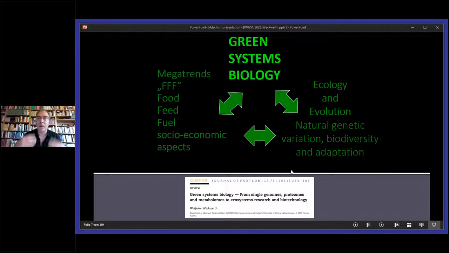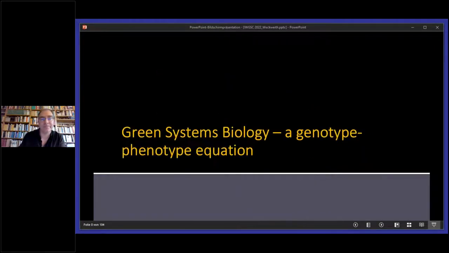And this combines genomic technologies, so systems biology technologies like proteomics, metabolomics, and modeling, with classical research topics from ecology and evolution with respect to natural genetic variation, biodiversity and adaptation. And the aim is to learn about these topics to address biotechnology also, and to develop a sustainable system in this direction. So everything started when we worked in Potsdam and Golm at the Max Planck Institute.